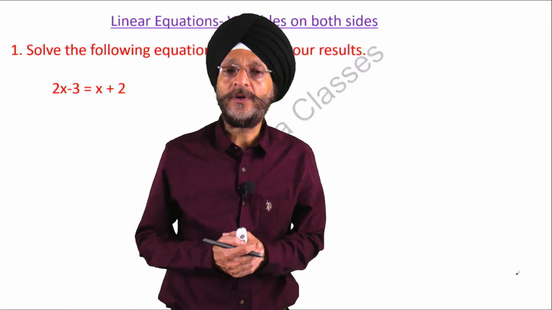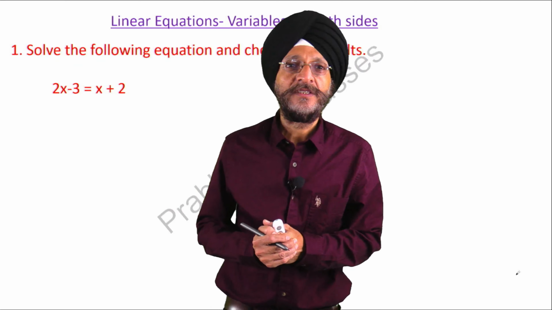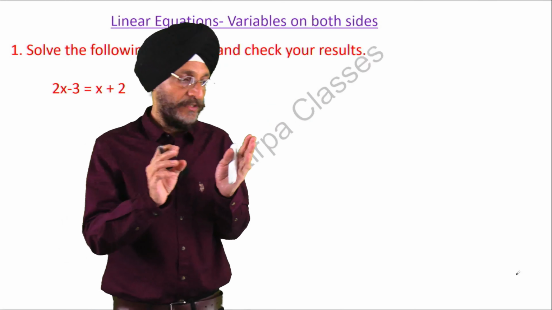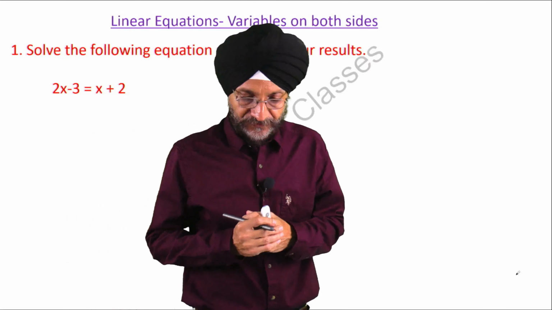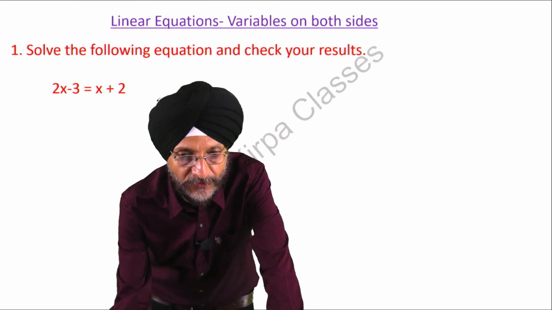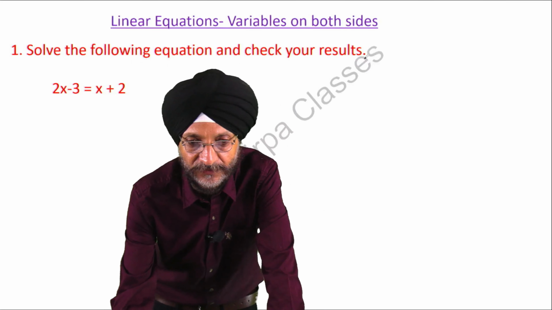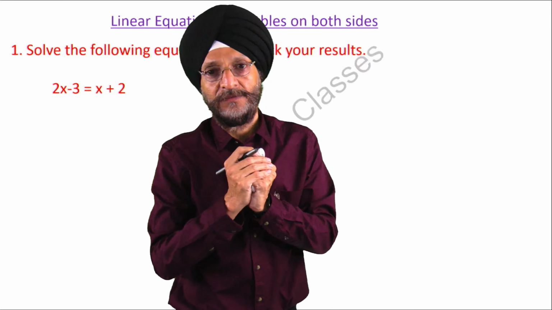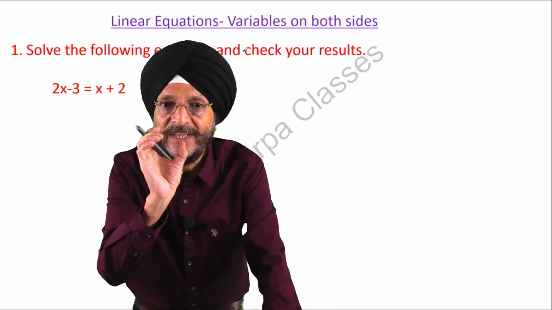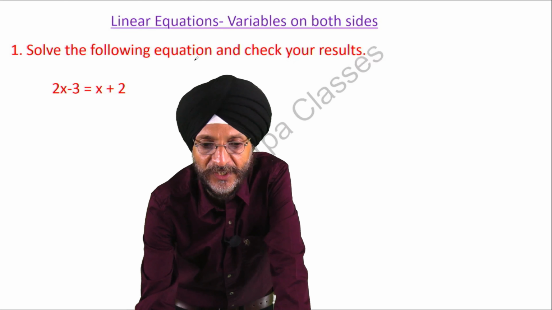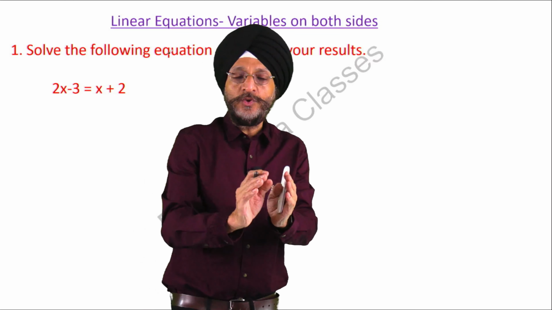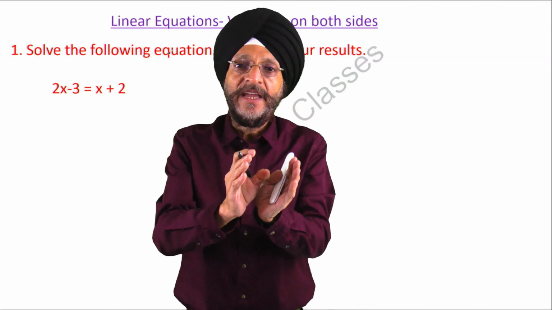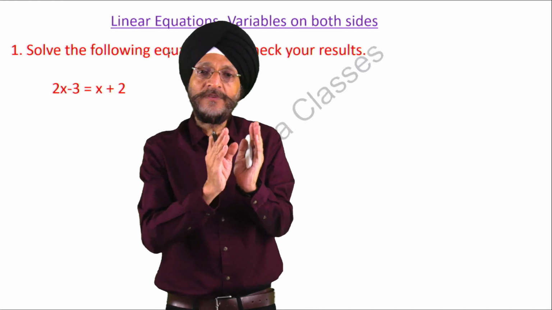Now the topic before us is linear equations, variables on both sides. Here we are talking about a single variable. Solve the following equation and check your results. This question has two parts. First is solve the equation. It means that first of all we will have to find out the value of the variable, that is in this case x. First of all we will find out the value of x.